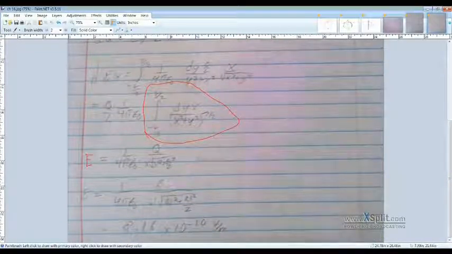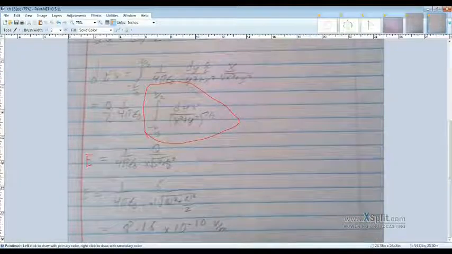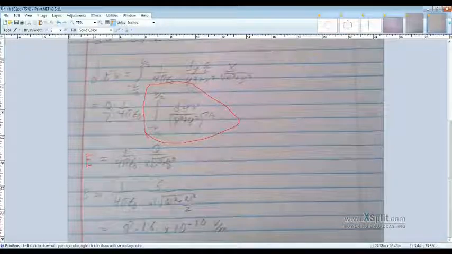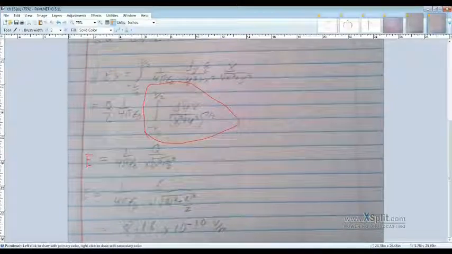So in that problem, we had a charge of 6 coulombs, and the rod was 10 centimeters, and the point we wanted to find the electric field at was also 10 centimeters away. So we plug those values into this equation that we've derived. We get that the electric field at this location, 10 centimeters away, is 8.16 times 10 to the negative 10 volts per meter.